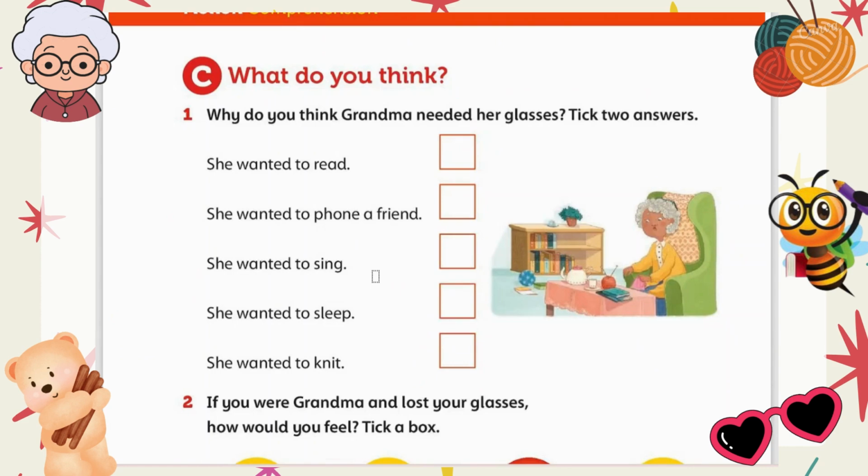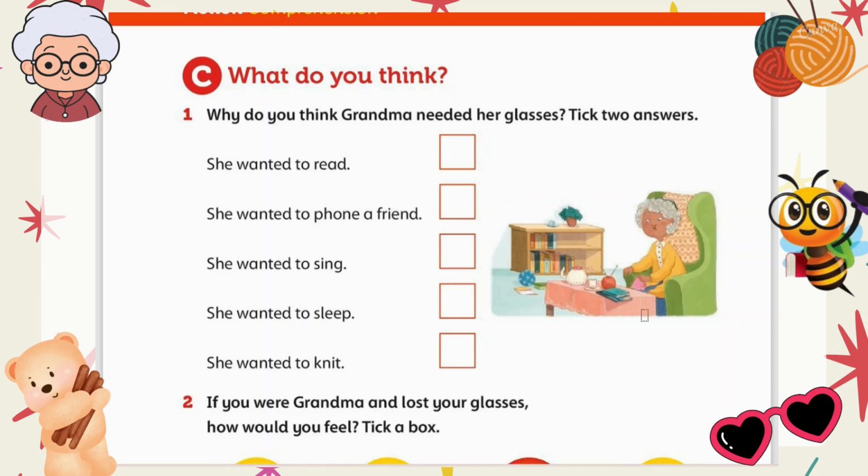Moving on to part C, what do you think? You have to use your brains and you should be remembering the story as well. Why do you think Grandma needed her glasses? Tick two answers. She wanted to read, she wanted to phone a friend, she wanted to sing, she wanted to sleep, or she wanted to knit. You have to think about it, and you can look at the picture to see what Grandma is going to do and why we need the glasses.